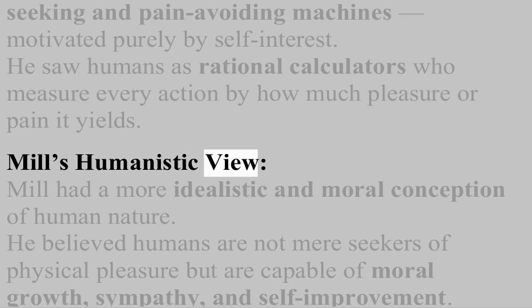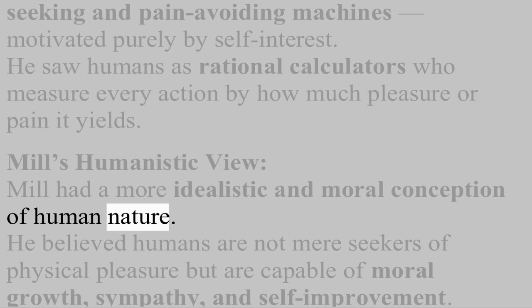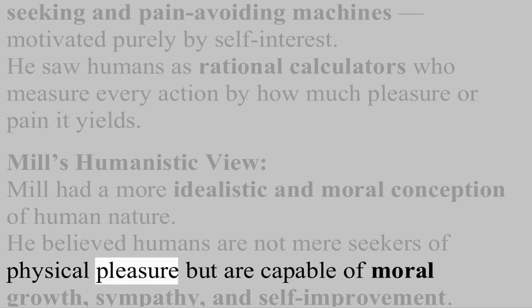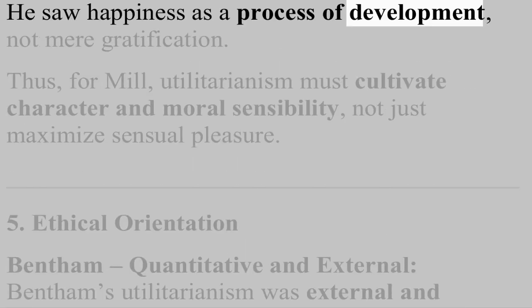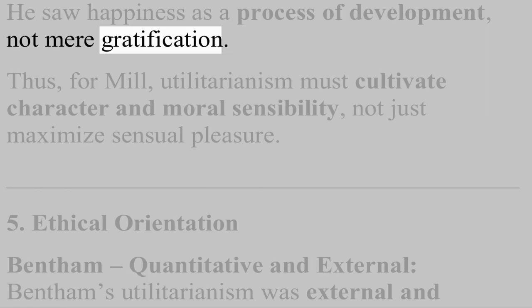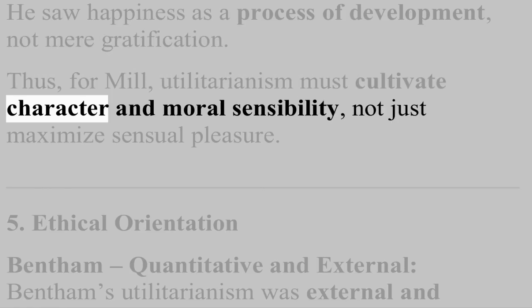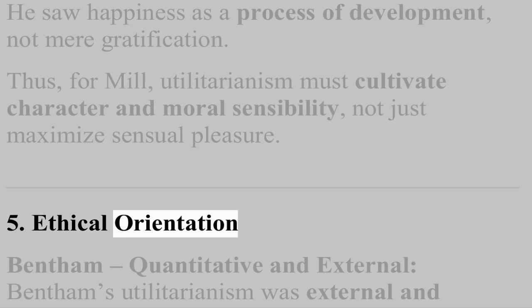Mill's humanistic view. Mill had a more idealistic and moral conception of human nature. He believed humans are not mere seekers of physical pleasure, but are capable of moral growth, sympathy, and self-improvement. He saw happiness as a process of development, not mere gratification. Thus, for Mill, utilitarianism must cultivate character and moral sensibility, not just maximize sensual pleasure. 5. Ethical orientation.